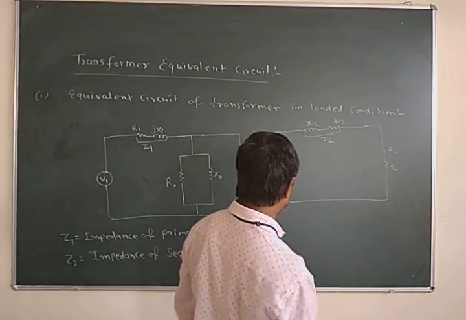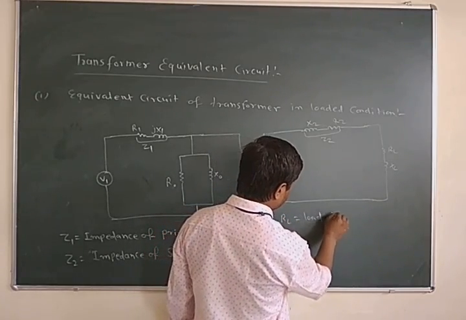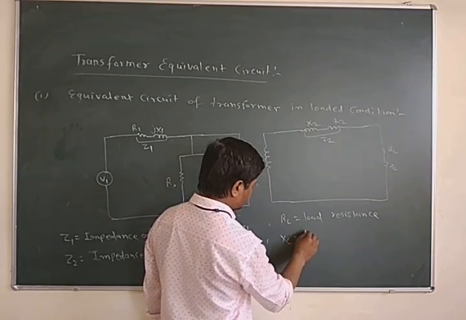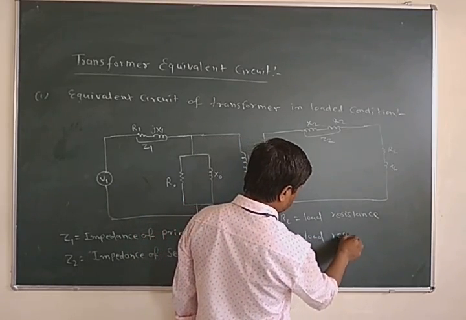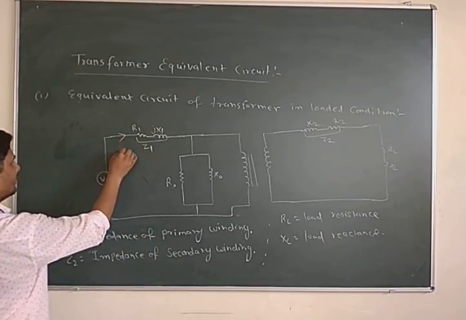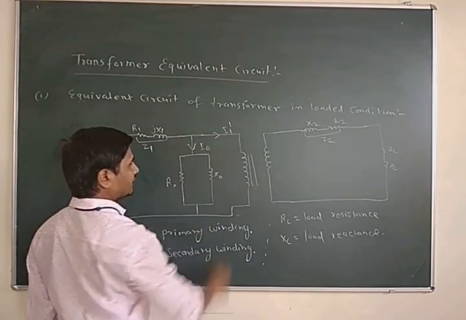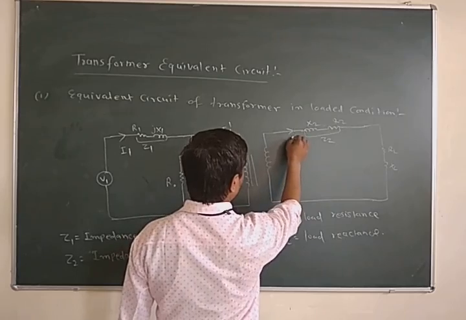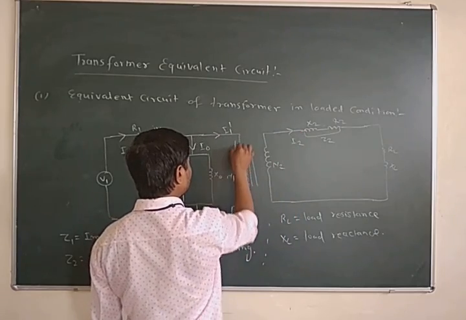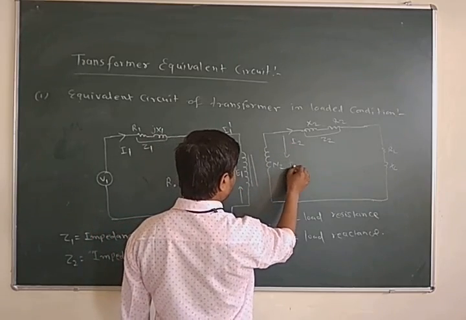Similarly, RL is the load resistance and XL is the load reactance. Here the current is I1, I0 plus I1 dash. Here the current is I2, the number of turns is N2, here the number of turns is N1, the induced EMF is E1, and here the induced EMF is E2.